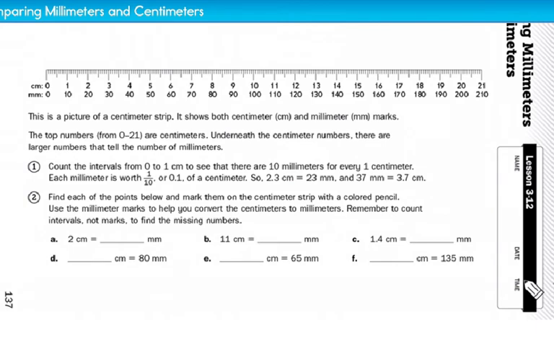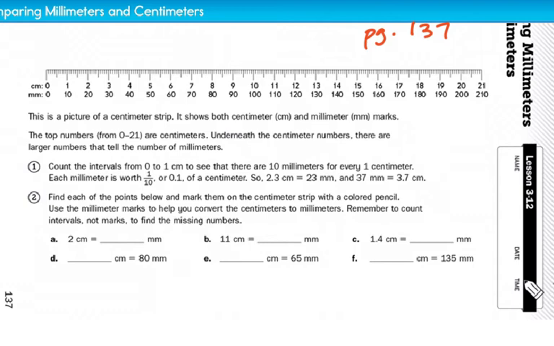Now we're going to move actually into our packet for Unit 3. You'll find this in your white packet on page 137. Up at the top, it says comparing millimeters and centimeters. And here is what you're seeing. It says this is a picture of a centimeter strip. It shows both centimeters, we use cm to abbreviate that, and millimeters, mm marks.